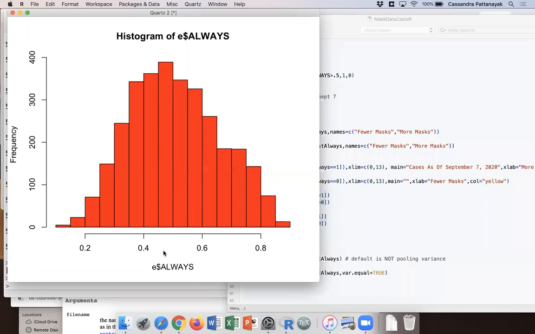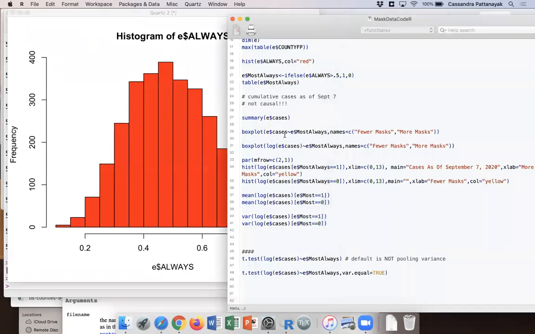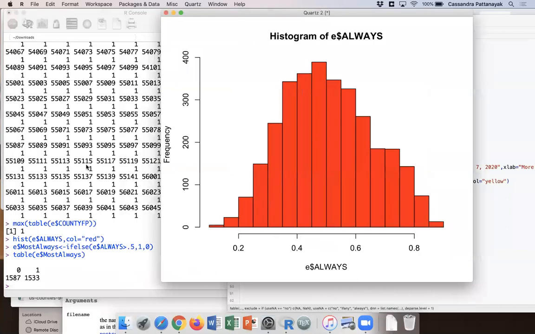And so I want to have an example I can show you where there are two groups. So I'm going to split the counties up into two groups based on the counties where more than 50% of people say that they always wear their masks, and counties where fewer than 50% of people say that they always wear their masks. And so that's what I'm going to do, and I can make a table. So here I'm making that variable, and here I'm making a table of this new variable.